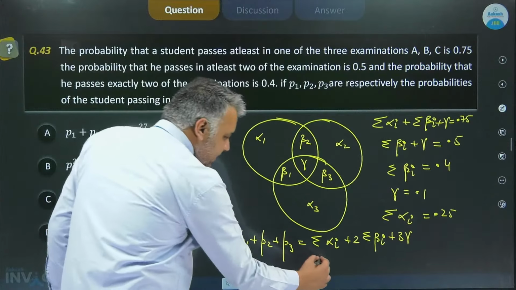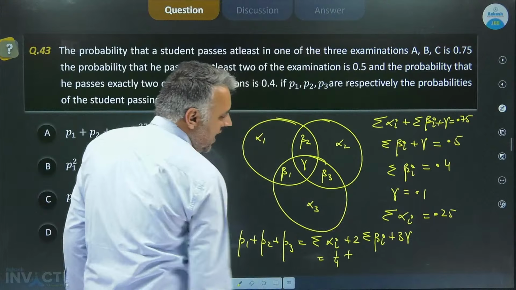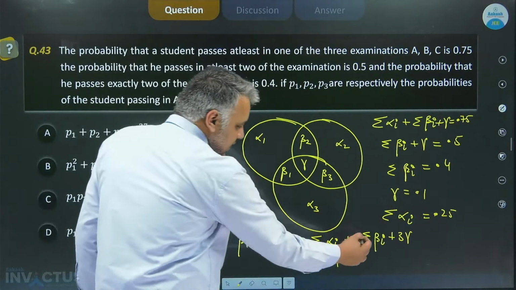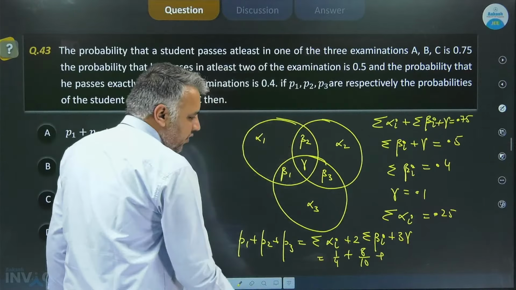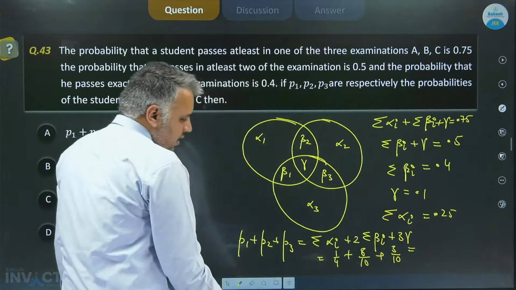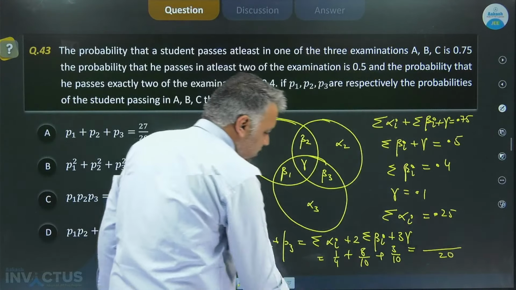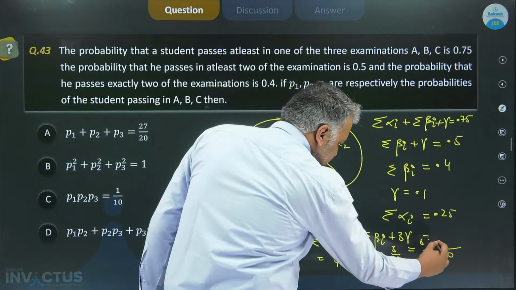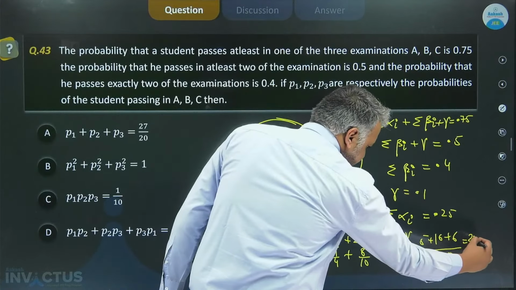So summation alpha I is 1 by 4, 0.25. Summation beta I is 0.4, so 2 times that will be 8 by 10. Similarly 3 gamma is 3 by 10. If we add this, you can take the LCM, that is 20. So this will be 5, this will be 16, and here it will be 6. So this is 27 by 20.